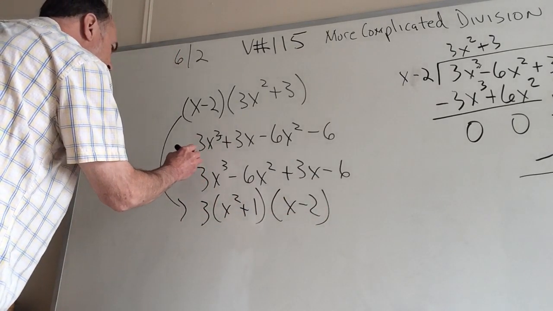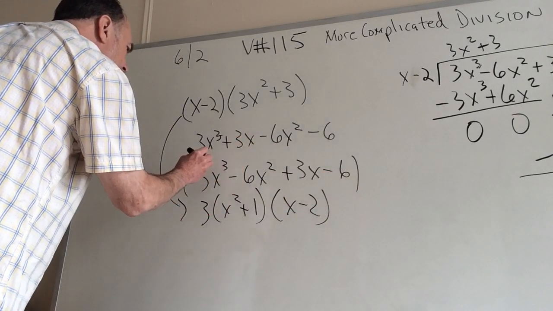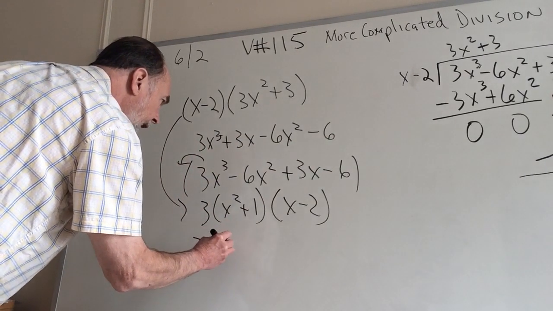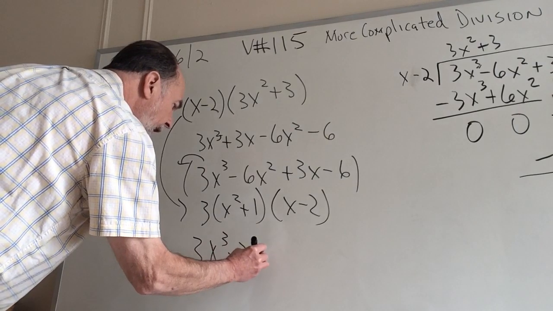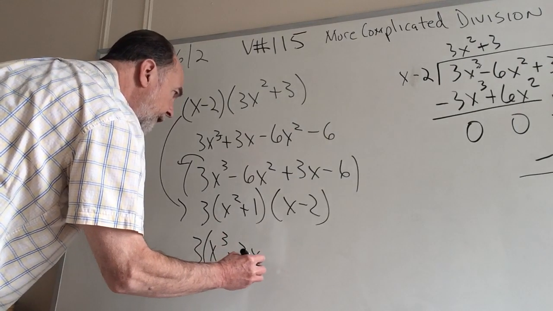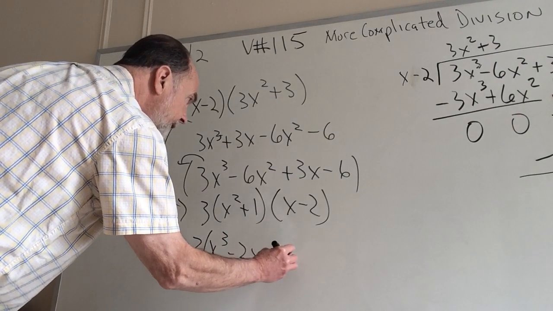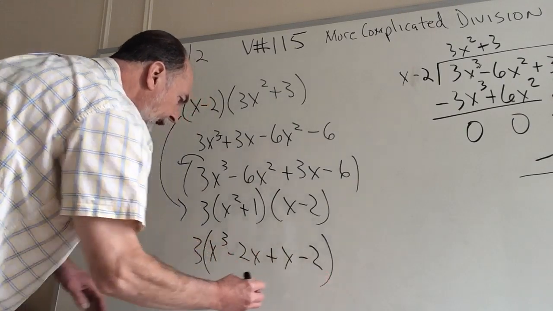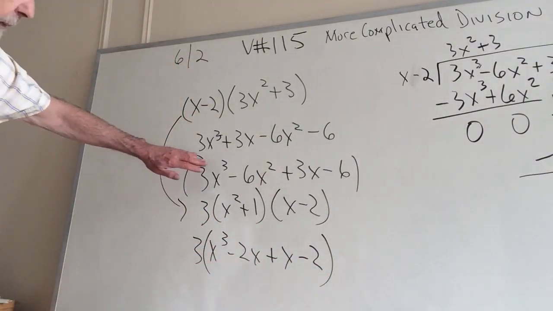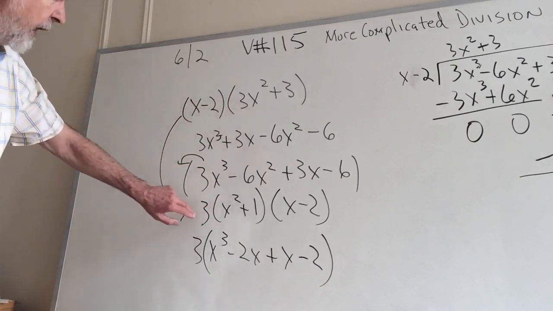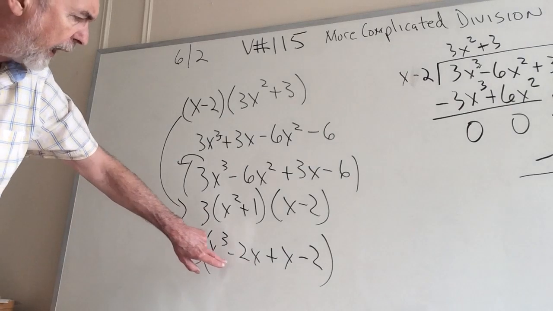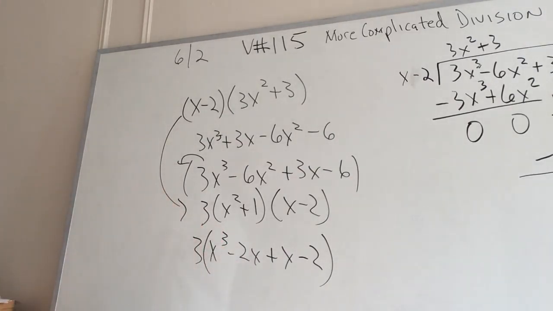I could do the same thing and factor the 3 out and get 3 times x cubed minus 2x squared, and this is all going to be in parentheses, plus x minus 2. And now you see all the terms are coprime. We had that, and this would be, for example, completely factored, and this would be the term to be factored. Okay? So how are we doing here?